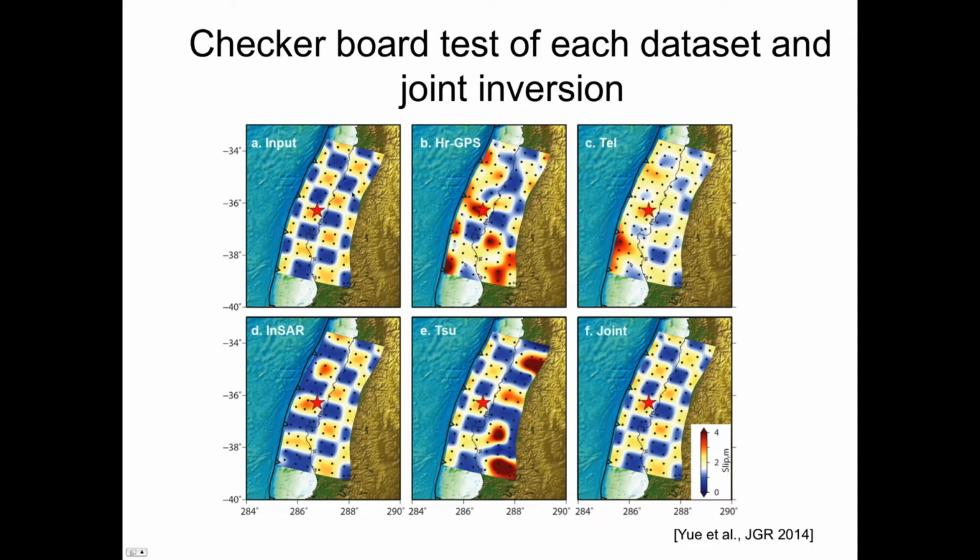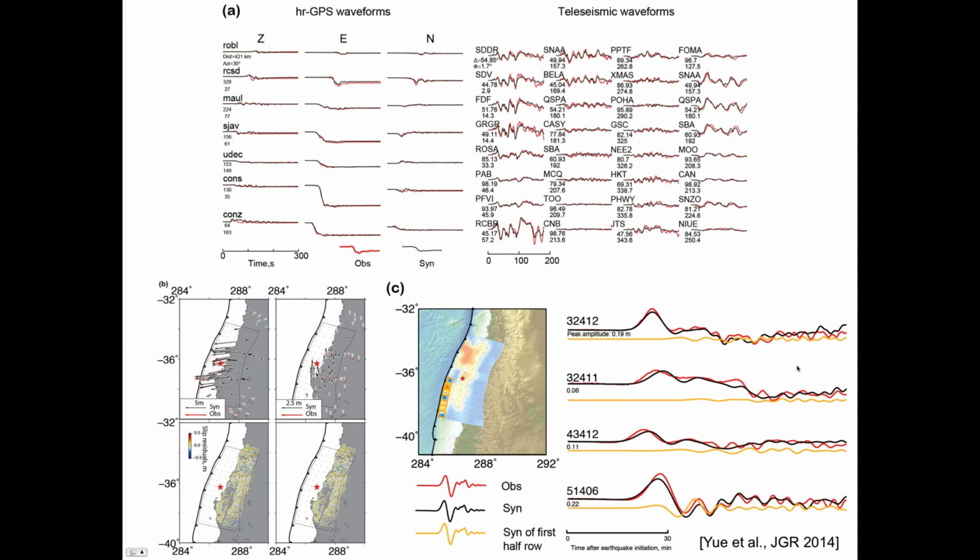The high-rate GPS, which has a limited number of stations right here, does fairly well local to where the stations are, but it does poorly out on the edges. The teleseismic inversion is not terrible in this case. It does better on the eastern side of the fault. The InSAR does great for the continuous deformation of the land. It recovers the structure very well, but it does very poorly offshore. The tsunami, complementarily, does very well offshore and does terribly onshore. There's really no excitation here. So by judiciously weighting and combining the data sets, you can get a joint inversion that now begins to more or less accurately recover the actual input slip model.